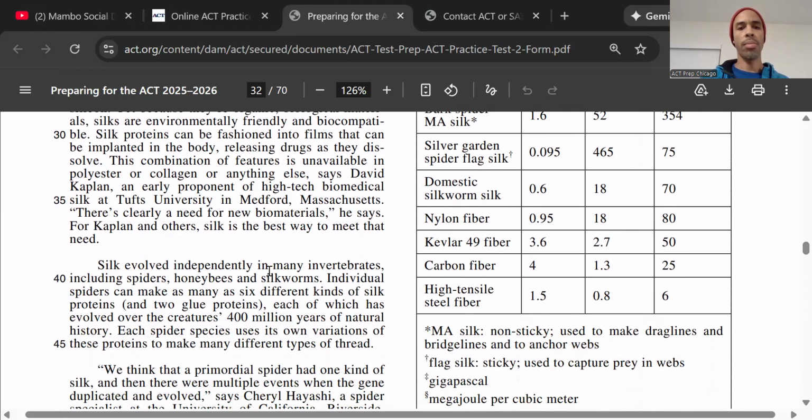Silk evolved independently in many invertebrates, including spiders, honeybees, and silkworms. Individual spiders can take as many as 6 different kinds of silk proteins, each of which has evolved over the creature's 400 million years of natural history. Each spider species uses its own variations of these proteins to make many different types of thread.